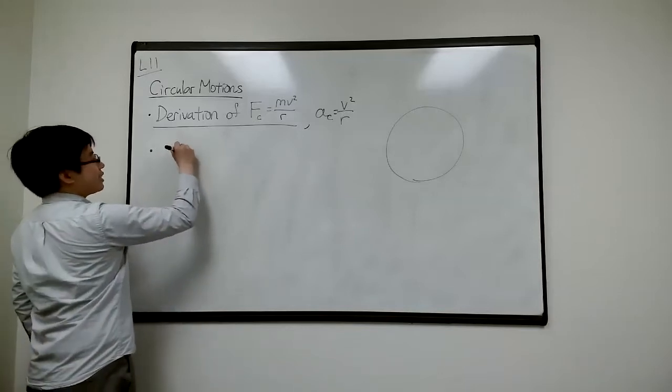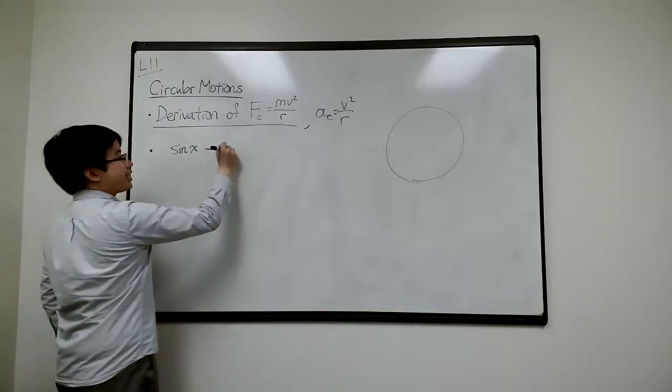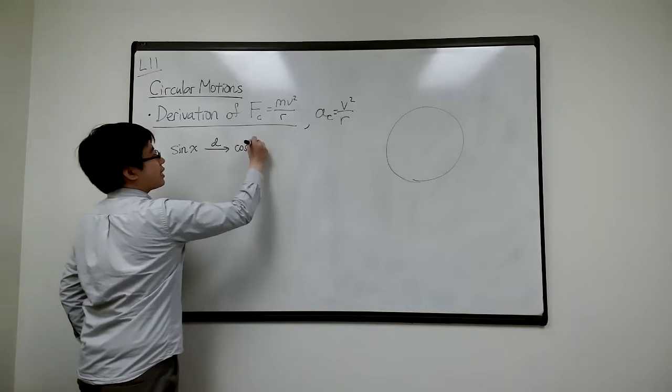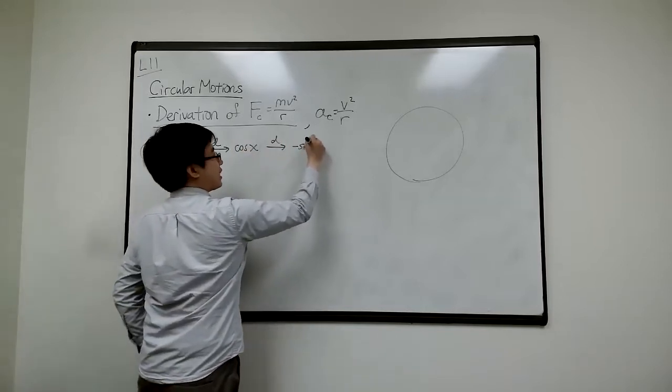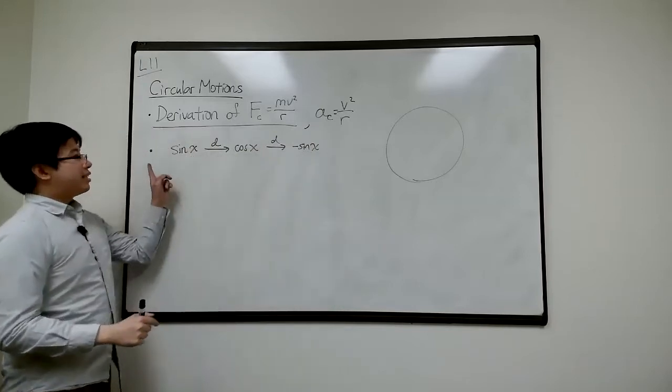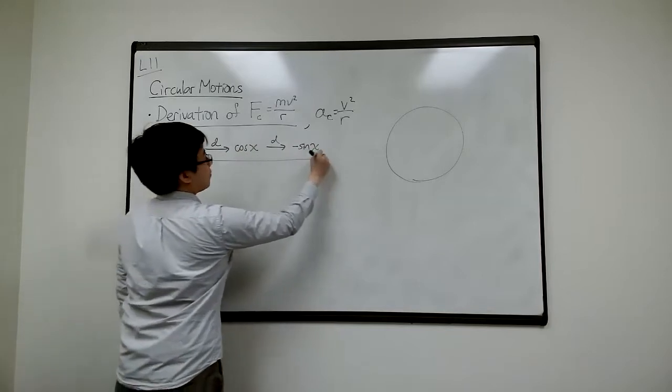All you need to know is how to take the derivative of sine x. If you take a derivative of sine x, it gives you cosine x. And if you take a derivative of cosine x, it gives you minus sine x. It doesn't go back, but sine goes to cosine, cosine goes to minus sine. This is the thing you want to remember.